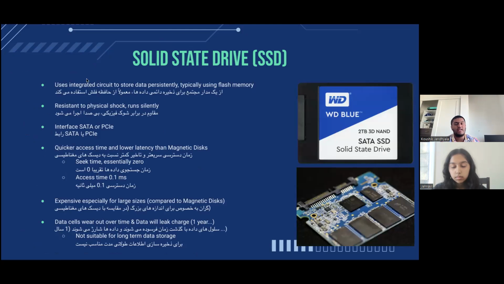SSDs, or solid state drives, use an IC, or integrated circuit, to store the data using electrical contact. So that means that it runs very silently and is resistant to physical movement. This too interfaces with SATA. It has a much quicker access time. It's almost zero, and there's no latency.